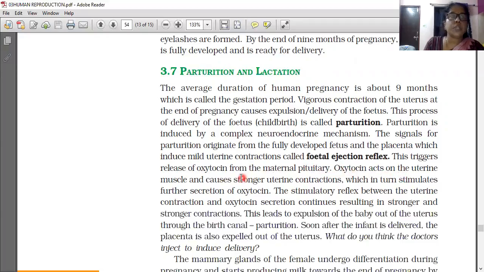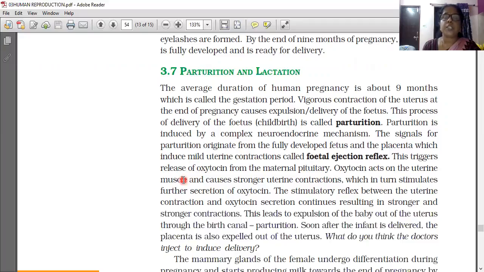Oxytocin acts on the uterine muscle and causes stronger uterine contraction. First, only mild contractions were there; after the secretion of oxytocin, strong contractions take place. So the stimulatory reflex between uterine contraction and oxytocin secretion continues, resulting in stronger and stronger contractions.